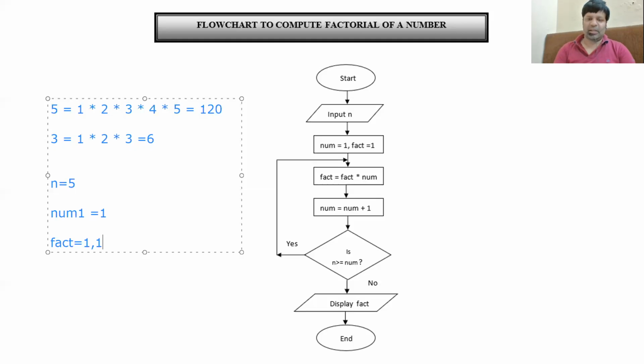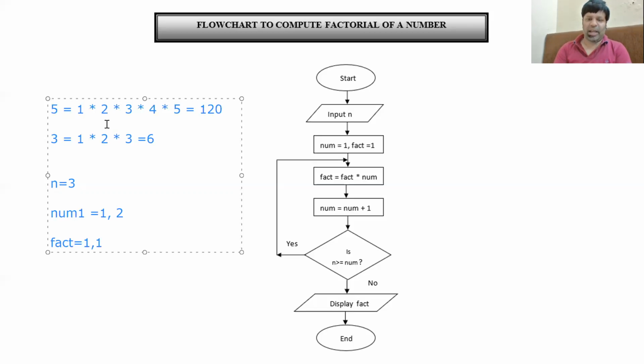The next is an internal process which indicates num is equal to num plus 1. So the next value of num will become 2. Check if the value of n is greater than or equal to num. The answer is yes. To keep things short, we will keep the value of n equal to 3. So check whether 3 is greater than or equal to 2. The answer is yes. So we go back and recompute the value of fact.